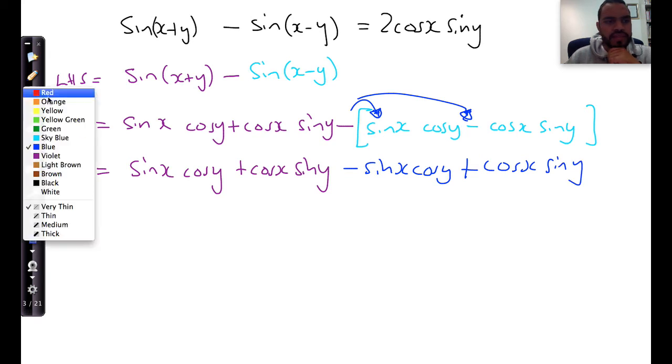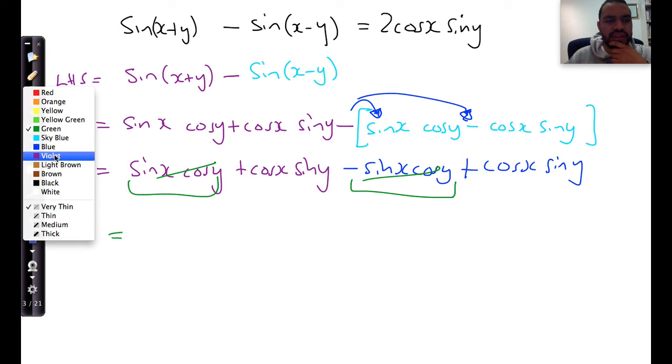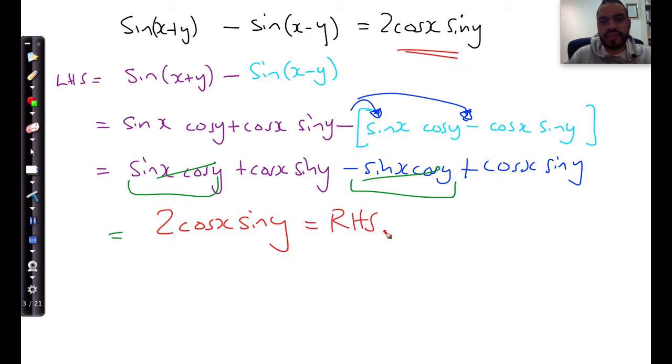Okay, so this one I can clearly see is very simple. I've got sine x cos y, and I've got negative sine x cos y, which cancel each other out, right? Or they add up to 0. And I have cos x sine y and another cos x sine y. When I add them together, I get 2 of them, which is 2 cos x sine y. Okay, and that, as you can see, is actually the right hand side that I was looking for. So I say it is equal to the right hand side.